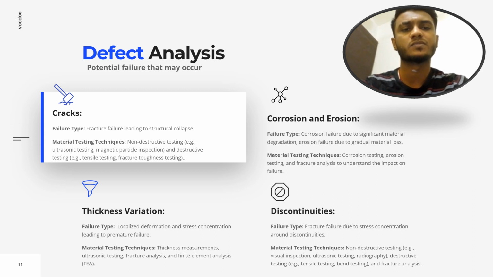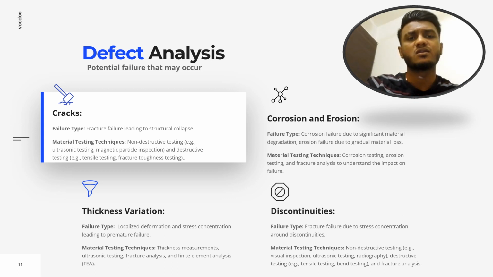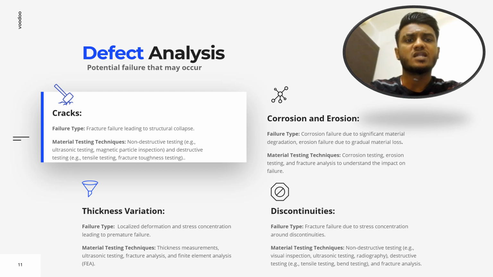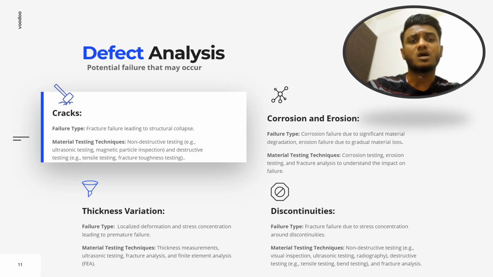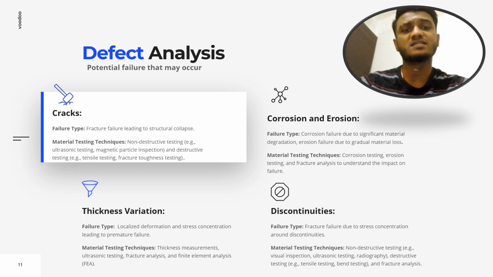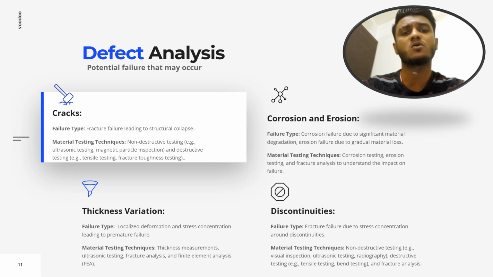Next, we have the defect of thickness variation, which can cause localized deformation and stress concentration leading to premature failure. To address this defect, material testing techniques such as thickness measurements, ultrasonic testing, fracture analysis, and finite element analysis, which we call FEA, can be employed to assess and analyze the variation in thickness and its potential impact on the overall strength and integrity of the product.